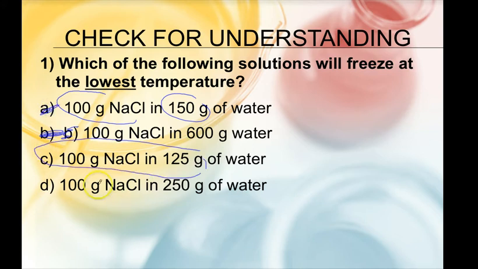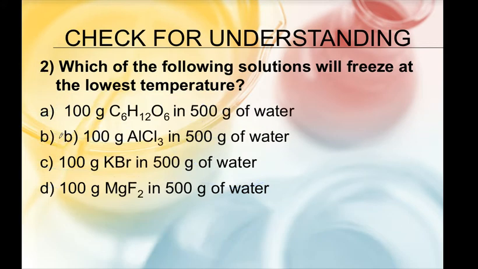That one's out. And this is 250 grams of water, so that's less concentrated. So the answer would be, of course, C. That would be the most concentrated. It would have the lowest freezing point, but you don't have to worry about figuring out what the freezing point would be. Okay, another type of question.